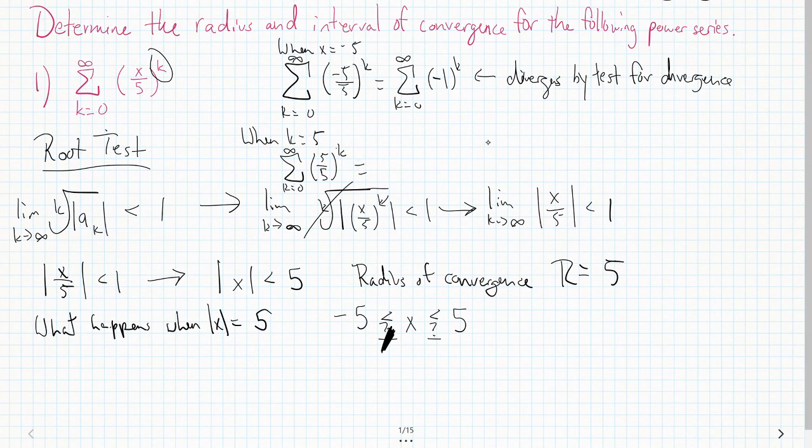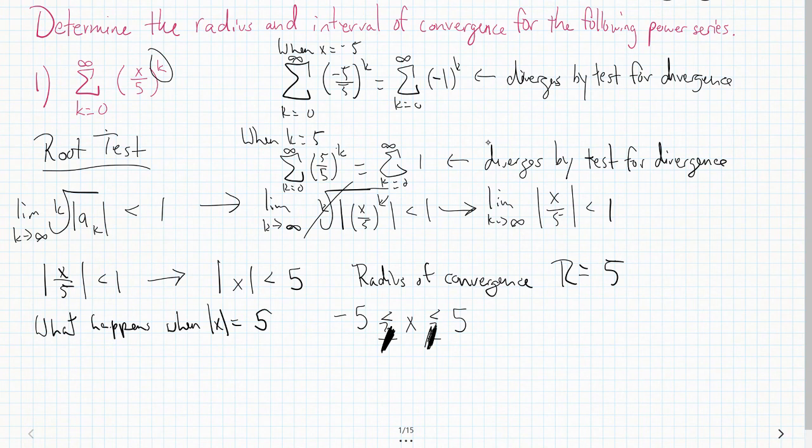And if you notice, that's just 1 raised to the k. Well, 1 raised to any power is just 1, so this is sum k equals 0 to infinity of 1. So you're adding up 1 an infinite amount of times. That also diverges by test for divergence. So that means the 5 is not possible. That's a not equal as well.